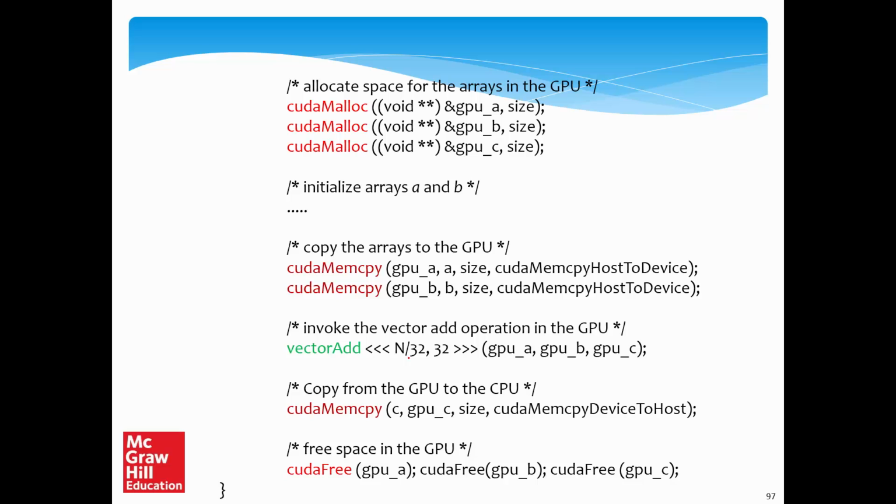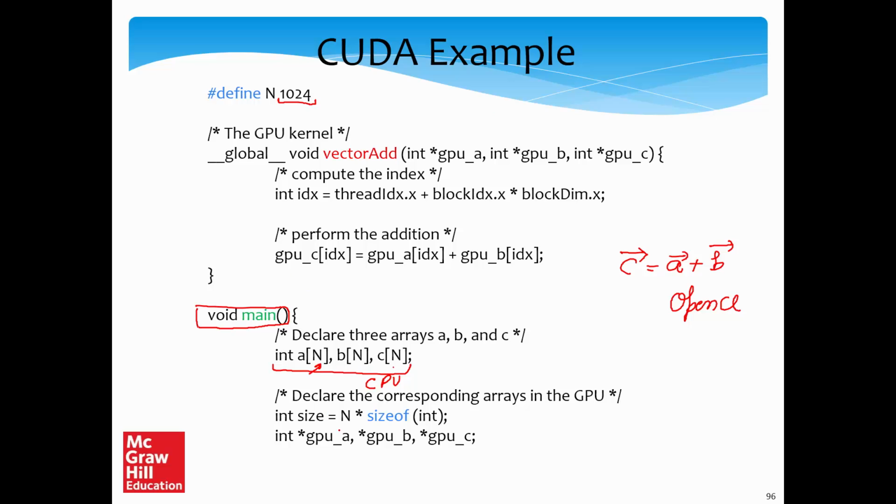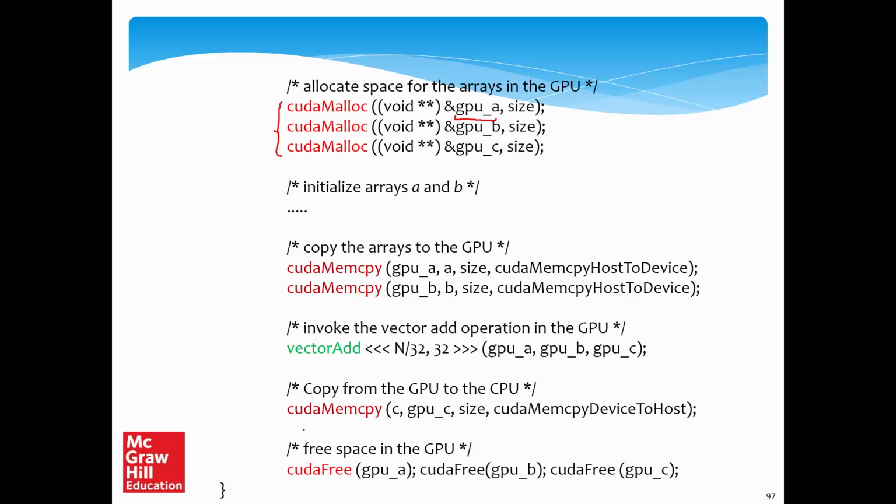So the function in CUDA to allocate space within the GPU is cudaMalloc. What cudaMalloc does is that it allocates space within the GPU, and so it basically allocates it at these pointers. If you would recall, we had defined GPU A, GPU B, and GPU C as int star pointers, which means that they point to integer arrays.